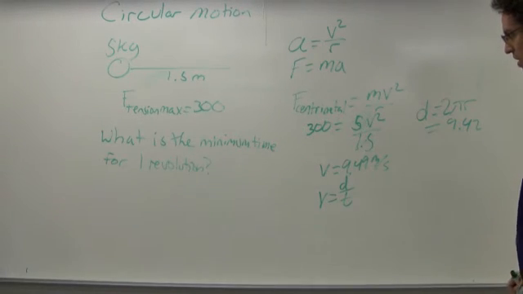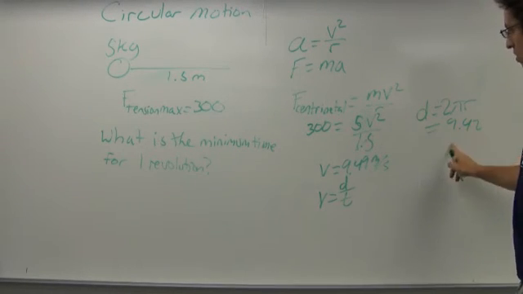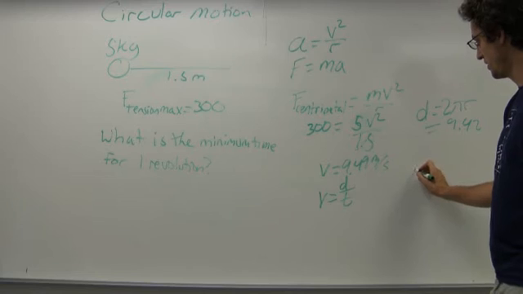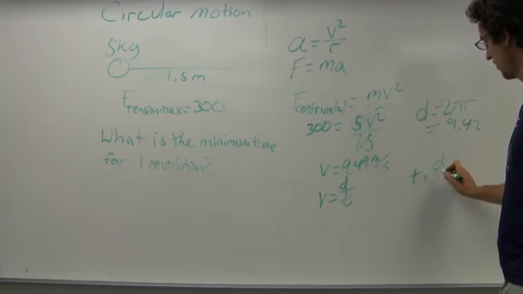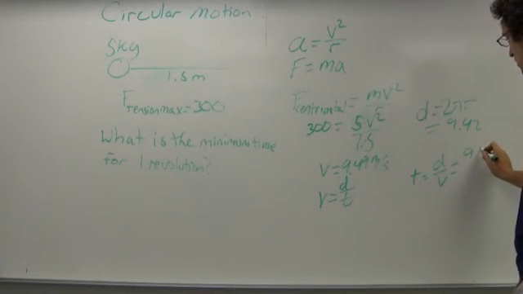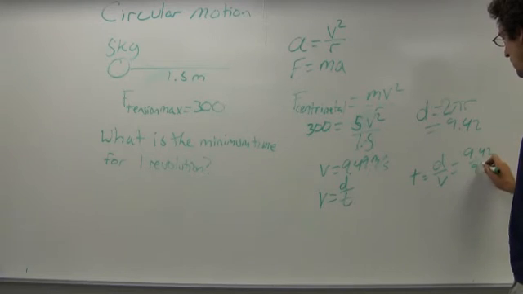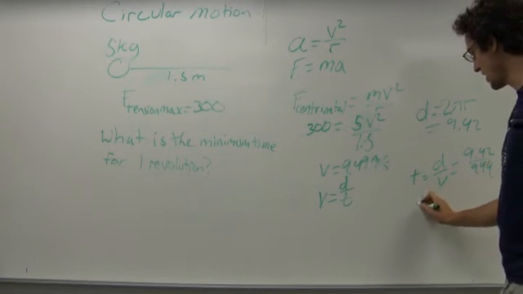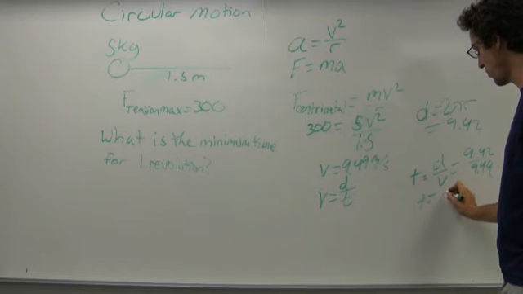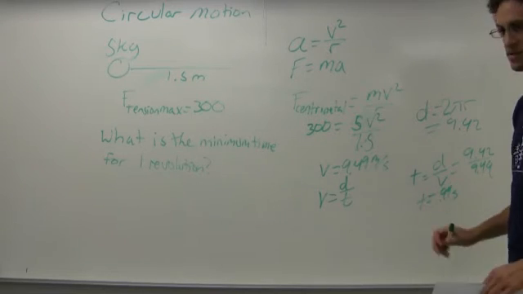9.42. Okay? Take this, we get time equals distance over velocity equals 9.42 over 9.49. And our time comes out to be 0.99 seconds.